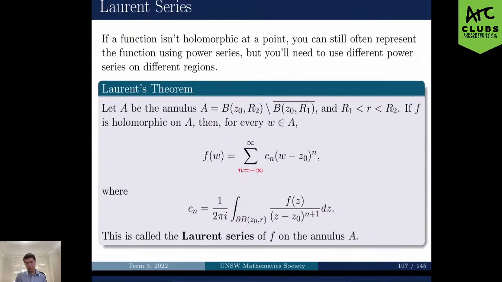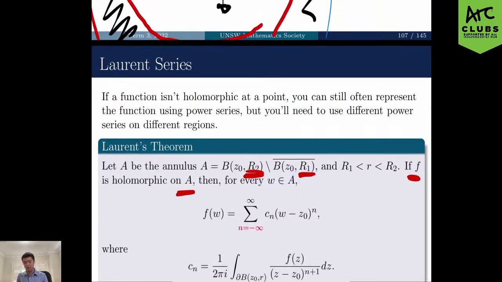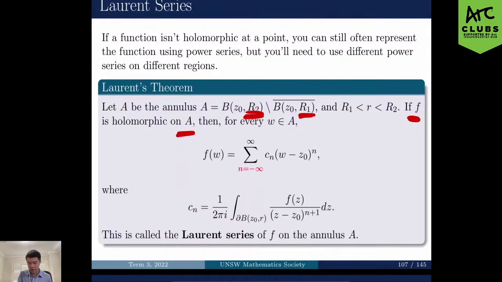Cool. And so let A be the annulus B(z0, R2) minus B(z0, R1). R2 is the outer radius, and then you subtract the stuff on the inner radius, so R1. And what you'll do is that if f is holomorphic on that annulus, so it doesn't need to be holomorphic everywhere, just on the annulus, then we can actually express it as a series, but this time we have to include negative powers as well. So before we had n equals 0 up to infinity, now we have from n equals minus infinity to infinity.